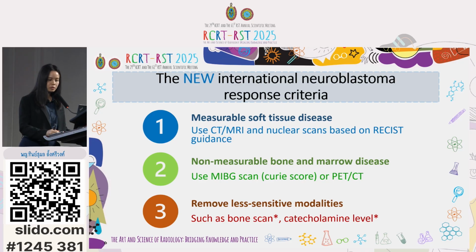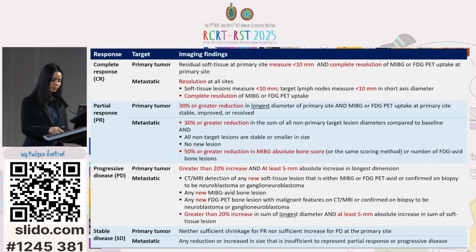Let me move on to response assessment. It can be challenging due to the complexity of treatment. Now we use the new International Neuroblastoma Response Criteria to evaluate how the tumor is changing. Guided by RECIST, the key concept of these criteria focuses on using cross-sectional imaging for measurable soft tissue disease, functional imaging for non-measurable bone and marrow disease, and minimizing the use of less sensitive modalities like bone scan and catecholamine level.